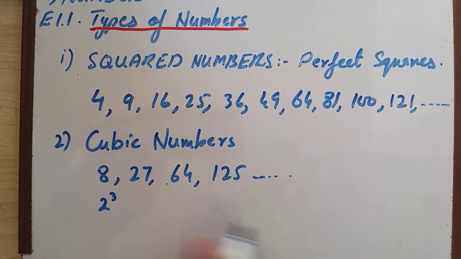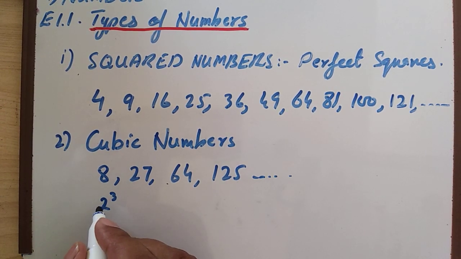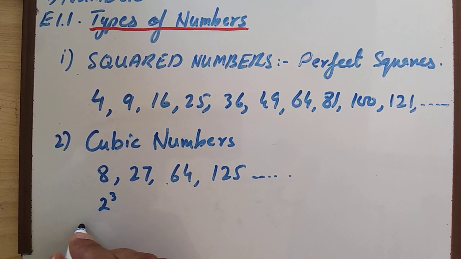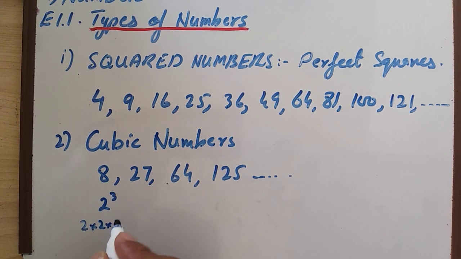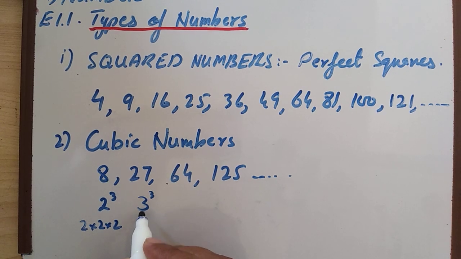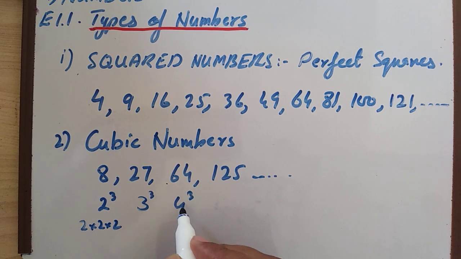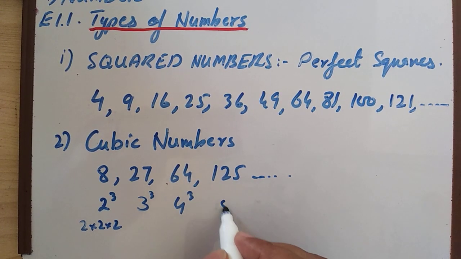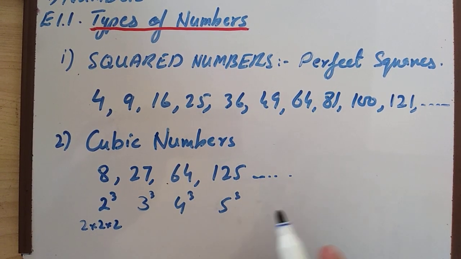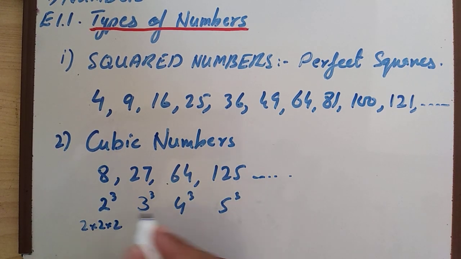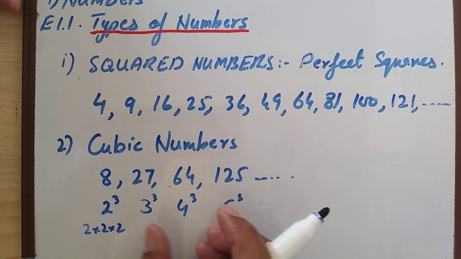Now how is it equal to 8? The cube of 2 means 2 multiplied by 2 multiplied by 2. Similarly, 3 power 3 gives 3 multiplied 3 times. Similarly, 4 multiplied 4, 3 times. 5 multiplied 5, 3 times. So these numbers give us these cubic numbers.